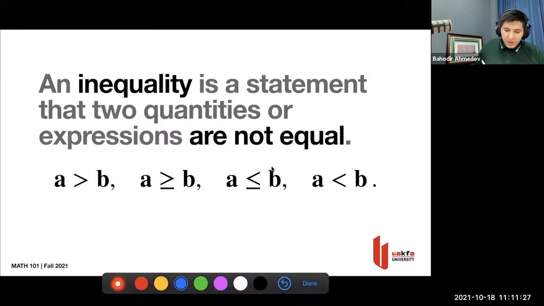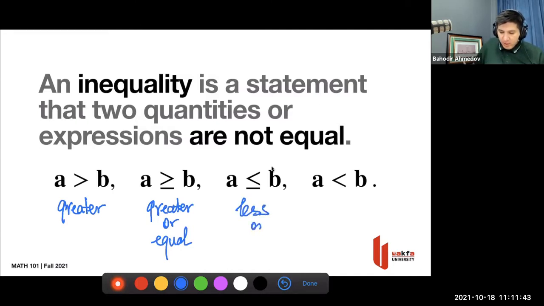A greater than B, or A is greater than or equal to B. A is less than or equal to B, and A is less than B. Okay, so there are 4 inequality signs, and this is how we are going to call them: greater, greater or equal, less or equal, or simply less.